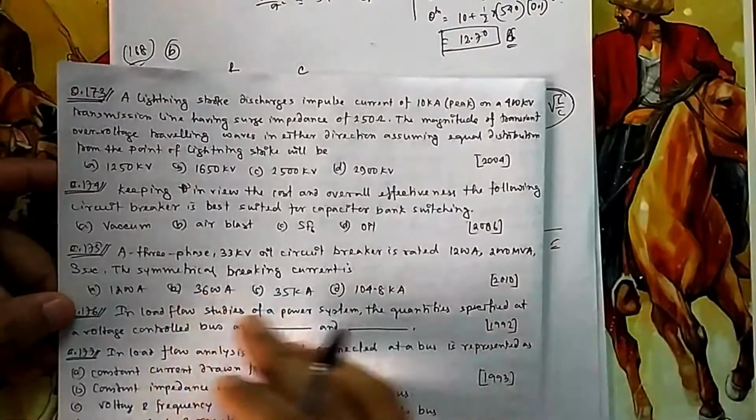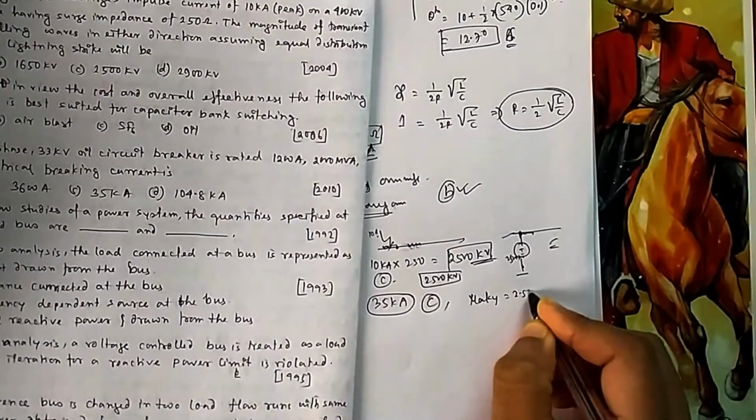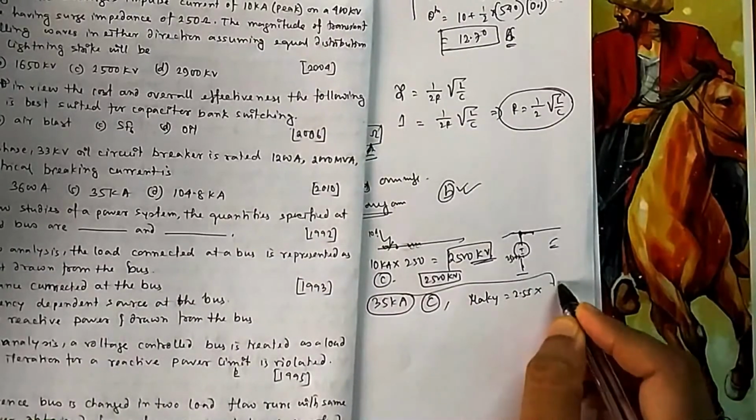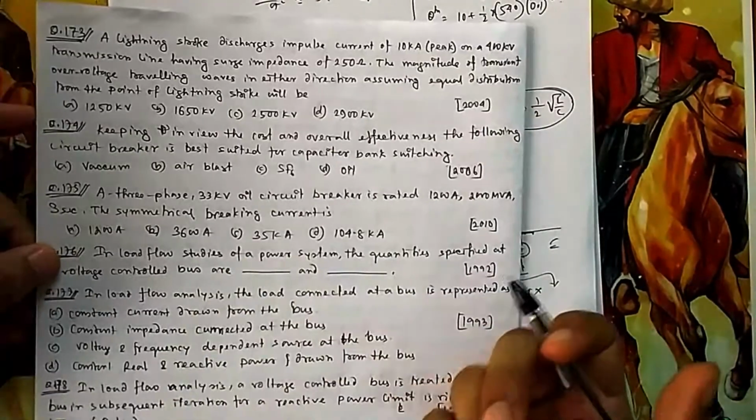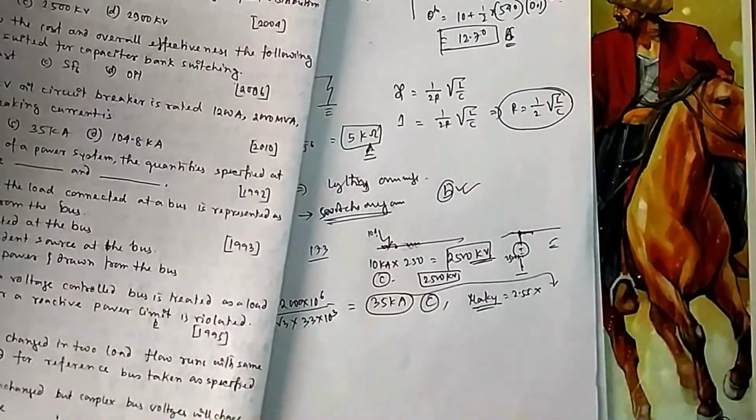But if they ask you what the making capacity is, then the making capacity is always 2.55 times the breaking capacity. So remember this one. If they ask you what the symmetrical making capacity is, that will be 2.55 times the breaking capacity. Remember this one.